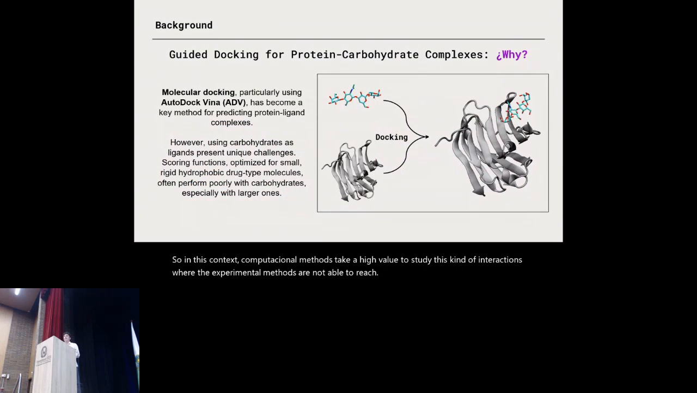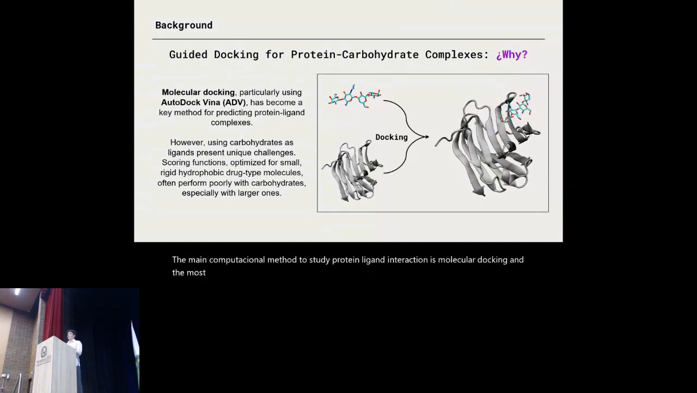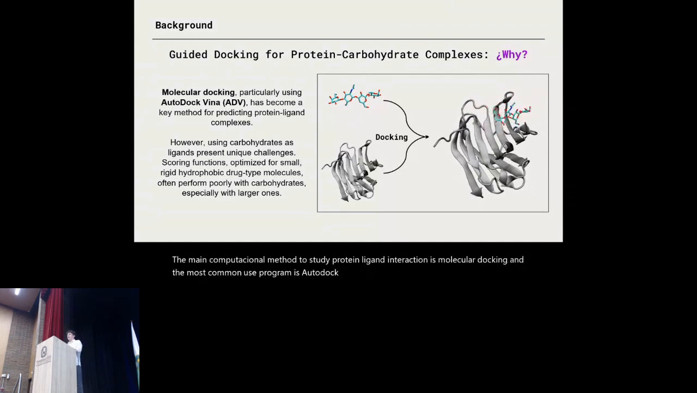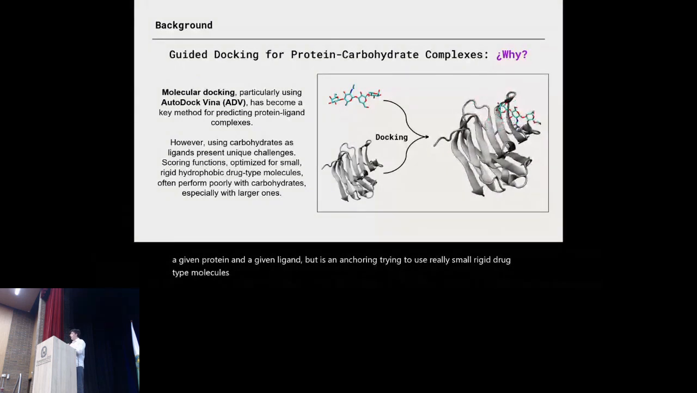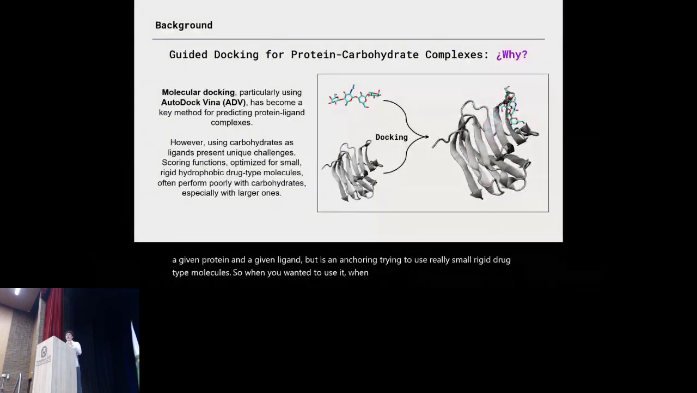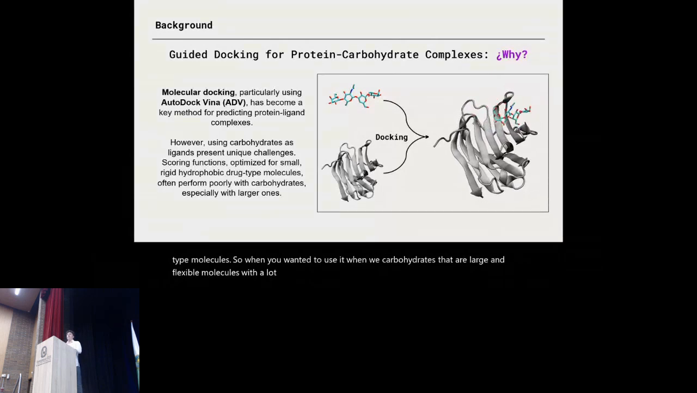The main computational method to study protein-ligand interaction is molecular docking, and the most commonly used program is AutoDock Vina. This program predicts interaction between a given protein and a given ligand, but it's an algorithm trained to use really small, rigid, drug-type molecules. So when you want to use it with carbohydrates, which are large and flexible molecules with a lot of polar groups, it fails. It is not trained to do this.